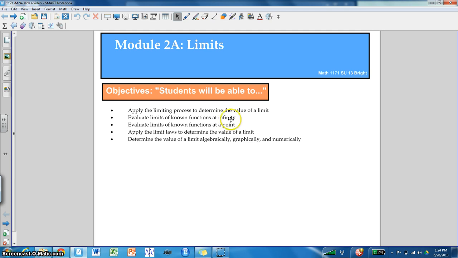And here in this module on limits, we are going to work on clarifying that idea of a limit a little bit more. We're going to apply a limiting process to determine the value of the limit. That's what we're going to do in this video. In future videos, we will evaluate limits of unknown functions at infinity, of known functions at a point, and use limit laws. Throughout the entire module, what we want to do is determine the value of a limit algebraically, graphically, and numerically through a table.